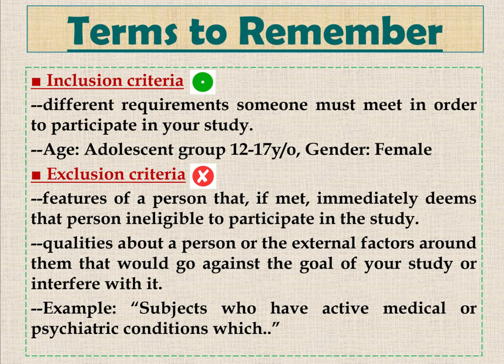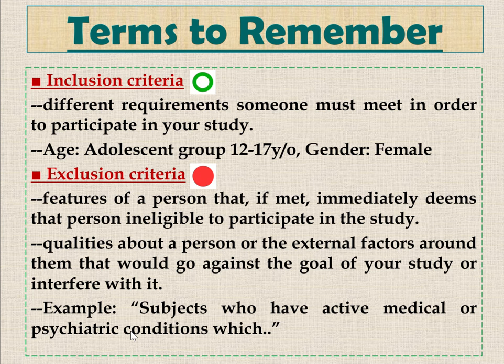The exclusion criteria naman should list features of a person that, if met, immediately deems that person ineligible to participate in the study. So, the exclusion criteria consists of qualities about a person or the external factors around them that would go against the goal of your study or interfere with it. So, this could include, for example, current medication use, diagnosis of a condition that might interfere with the integrity of data collected.